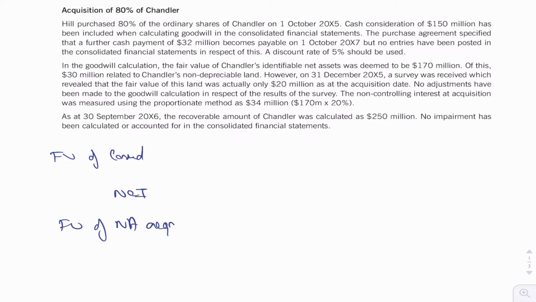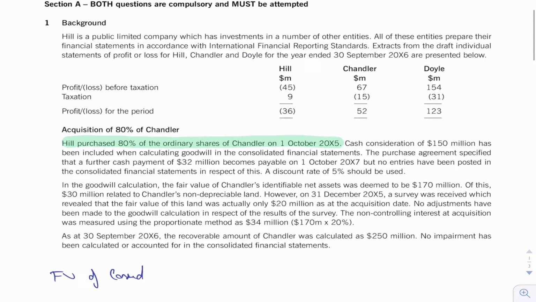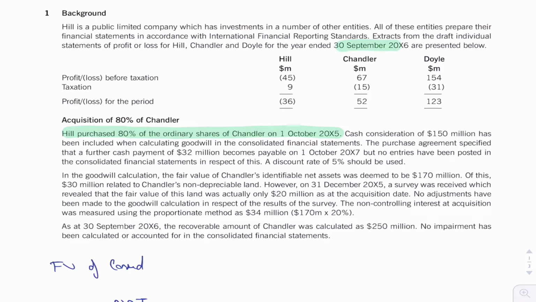I'm going to fill it in, I'm going to follow the scenario, see where it takes me. We bought 80% on the 1st of October X5. Our year end is September X6, and that's the profits that it made for X6. But anyway, we bought it a year ago then. Cash consideration was 150 million. That's been included when calculating goodwill, so it should.